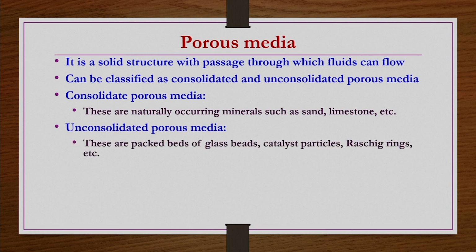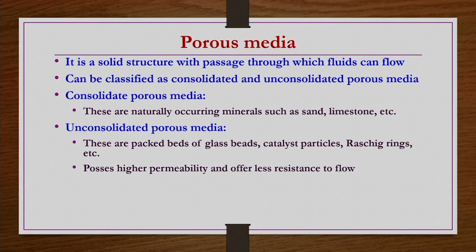These are packed beds of glass beads, catalyst particles, or Raschig rings, etc. Broken glass, whatever different types of packing materials are available. These packing materials are in general placed in a column. We have a column, and some portion of the column is packed with these materials to have a packed bed. These packed beds are very important in many transport phenomena problems, whether it is momentum transfer, mass transfer or heat transfer. Not only in transport phenomena without reaction, but with reaction also there are many cases.